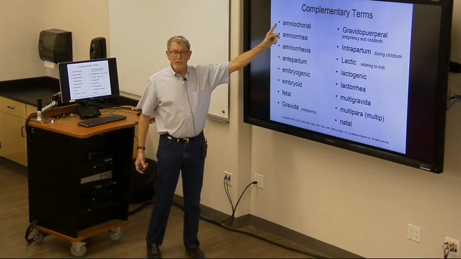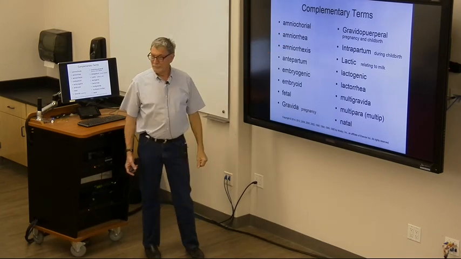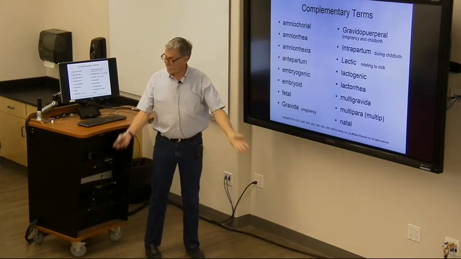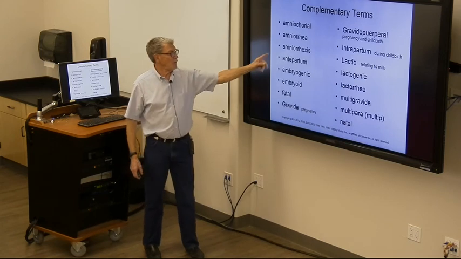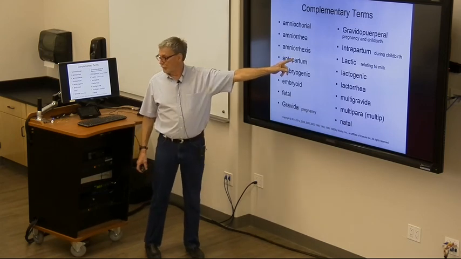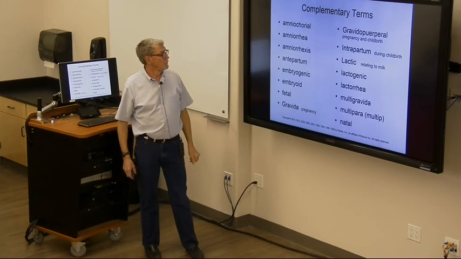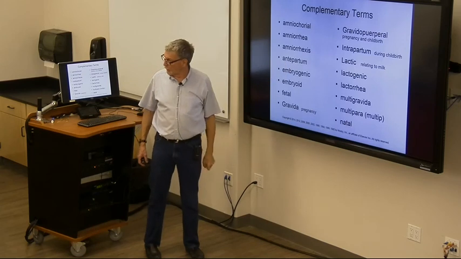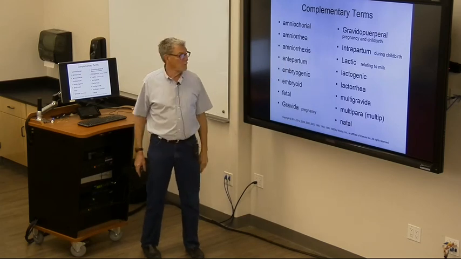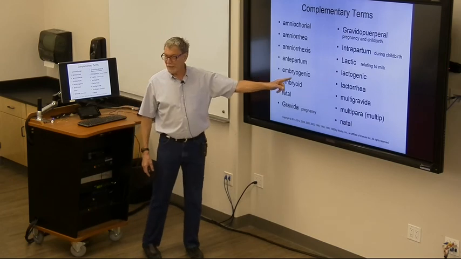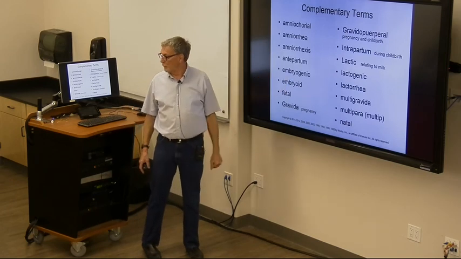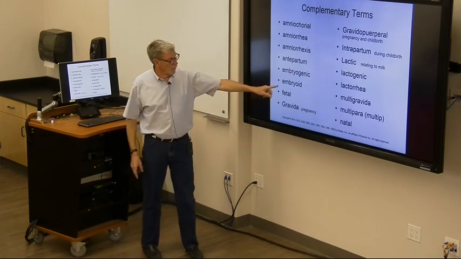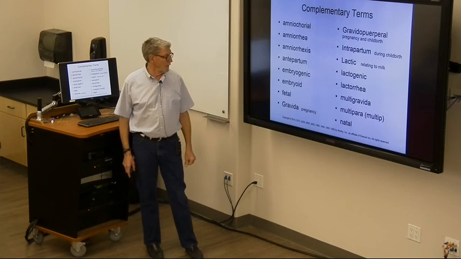Amniochorial, inner and outer layer of the placental area. Amniorrhea, a flow out of it. Amniorexis, it bursts. Antepartum, before birth, relating to the mother. Embryogenic, caused by the embryo, so some change in the mother might be embryogenic. Embryoid, looks like an embryo to me.